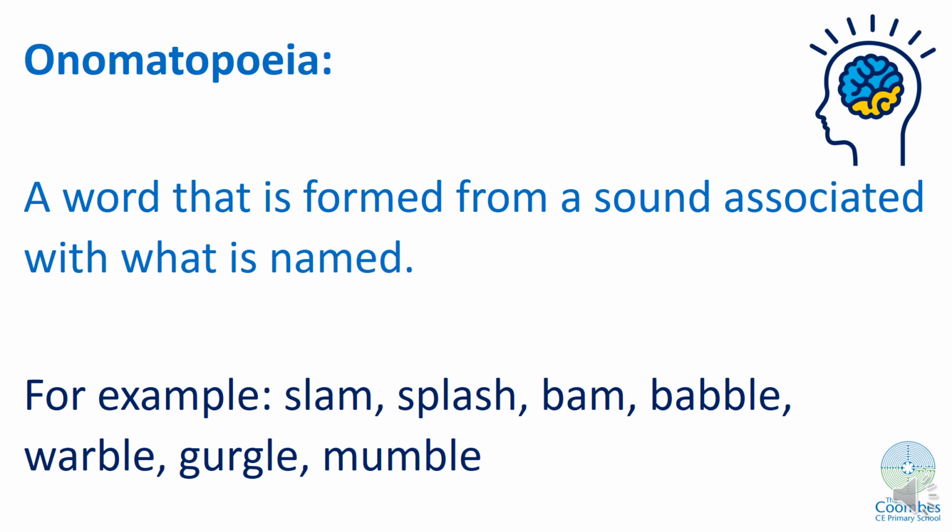Onomatopoeia is going to be an important word this week and is an important idea in poetry. It is a word that is formed from a sound associated with what is named. So there are some examples here. Slam, splash, bam, babble, warble, gurgle, mumble. All of those words are related to sounds, and when you say the words, they almost sound like the sounds you are describing. And that can be a really helpful tool when you're writing poetry.